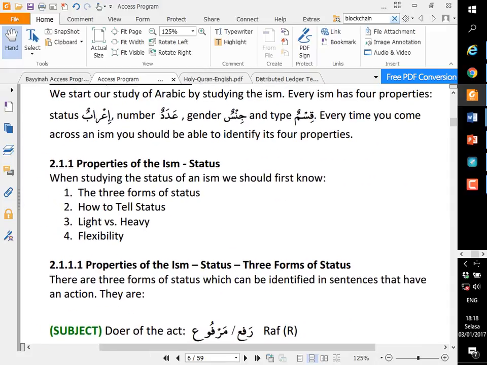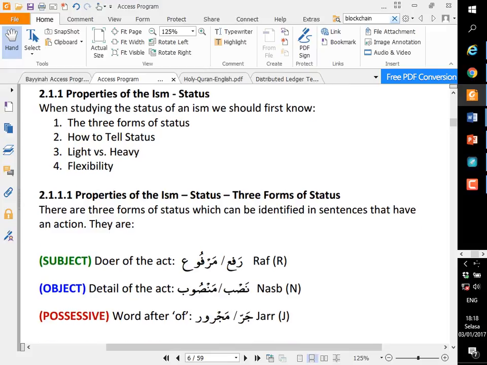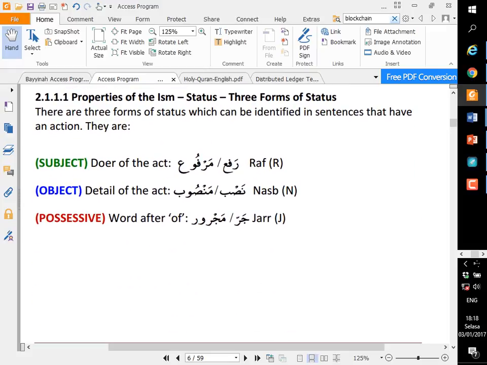And for the first one, the status, there are four points: the form of status, how to tell the status, light and heavy, flexibility. Okay, I will go quickly. So there are three forms of status. There are rafa, nasab, and jar. Rafa is the doer of the act. Nasab is the detail of the act. Jar is the word after of.